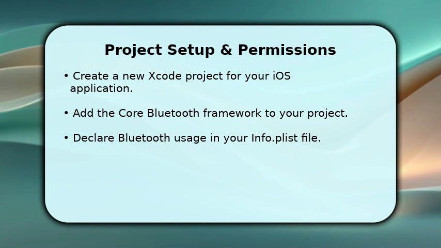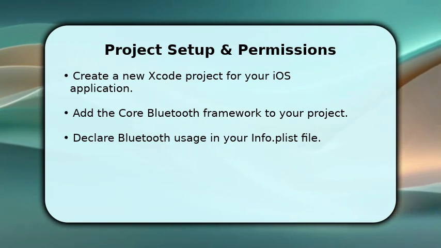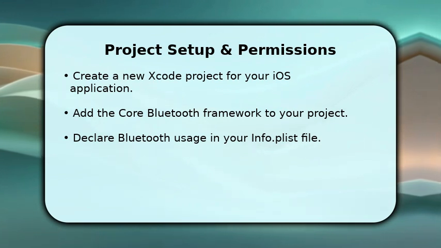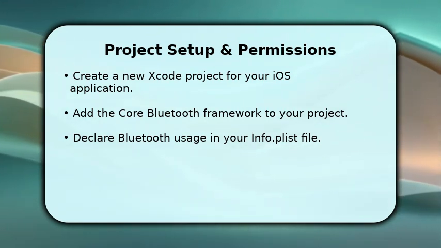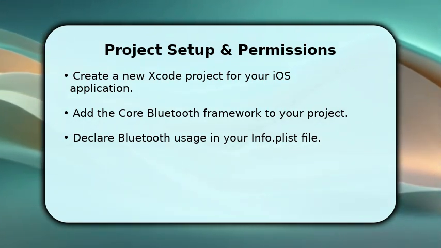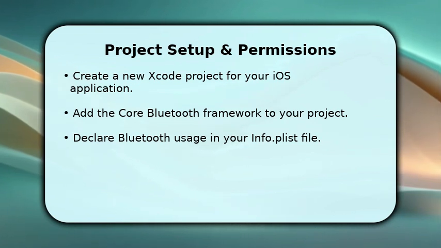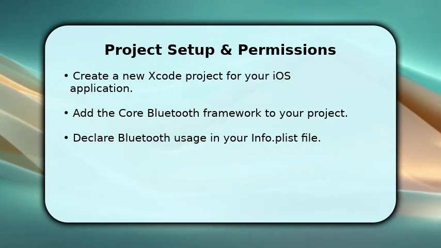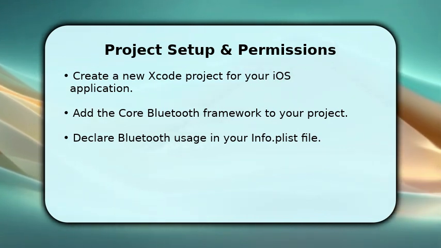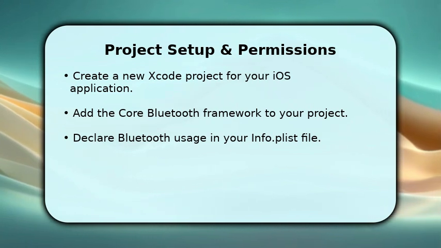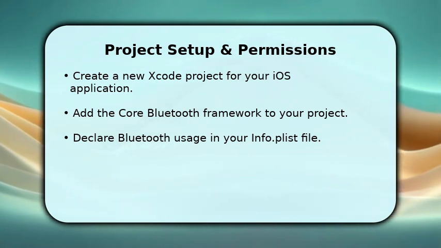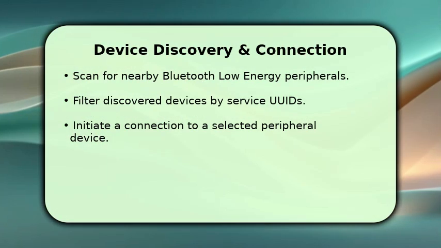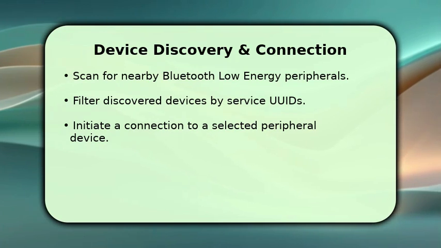Next, let's get your Swift project ready. Begin by creating a fresh Xcode project for an iOS application. You'll then need to integrate the Core Bluetooth framework, which is essential for all Bluetooth interactions. Don't forget to declare your app's Bluetooth usage within the Info.plist file. This is a critical step for system recognition. Finally, ensure you request the appropriate Bluetooth permissions from the user at runtime, typically when your app first attempts to use Bluetooth.